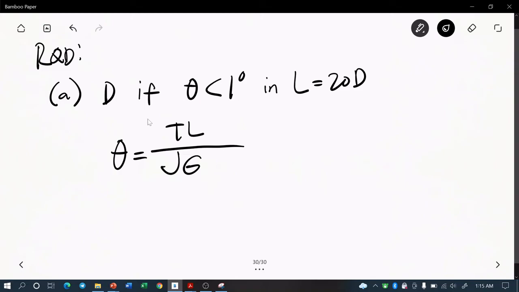Okay, so we are going to assume that the shaft is solid. Nothing else is indicated in the problem that it is a hollow shaft, and we are only given its diameter. So our closest assumption is that this shaft is solid.